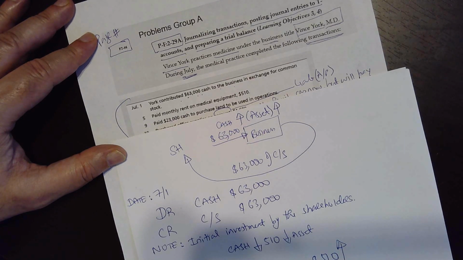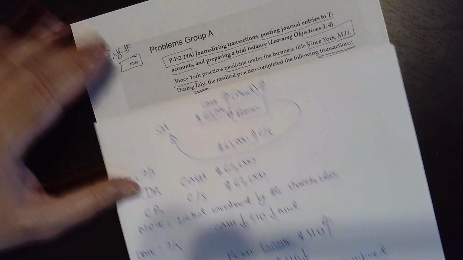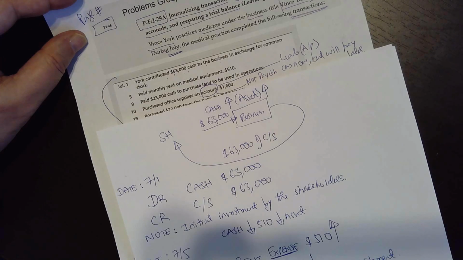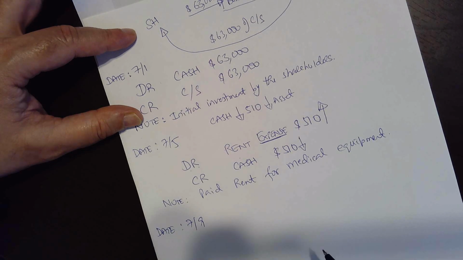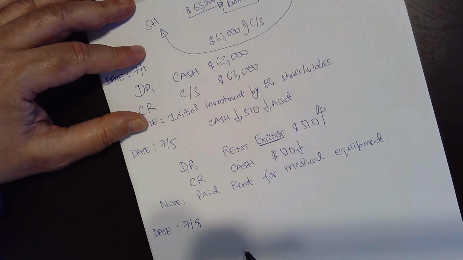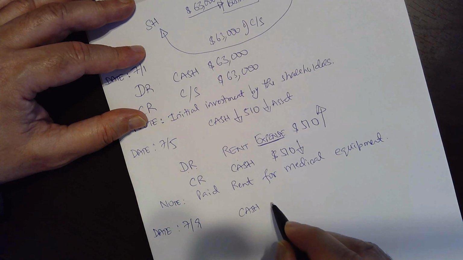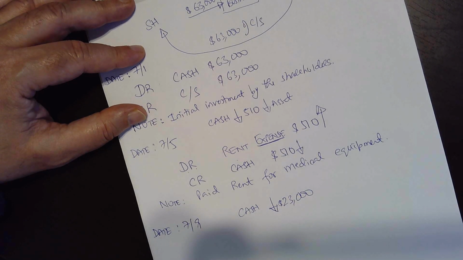It says paid $23,000 cash to purchase a land to be used in operation. So what we are saying, on July 9, this business paid $23,000 cash. So the cash in this scenario is going down by $23,000. Somebody might ask a question, why are we giving up this much cash? The answer is because we are purchasing a land. Land is also an asset. So we are exchanging one asset with another asset.